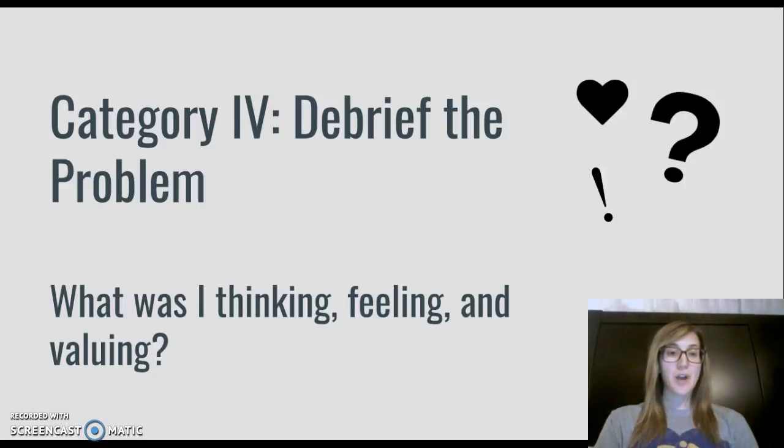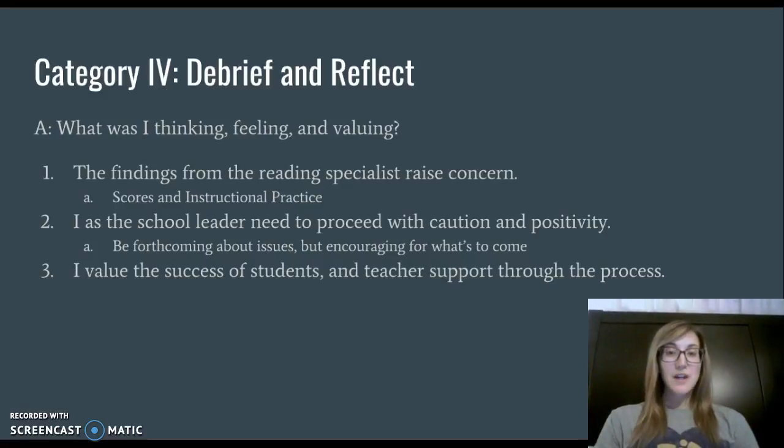Category 4, debrief the problem. What was I thinking, feeling, and valuing through the case study? First, I definitely had some concerns from the findings of the reading specialist, the low scores and the decline over the years, and just the overall instructional practice that she was seeing, or he or she was seeing in the classroom, raises a lot of concern because I would like to see teachers getting more specific instruction for students based off of their needs and their reading levels, and I think that would really just in general improve their reading scores.